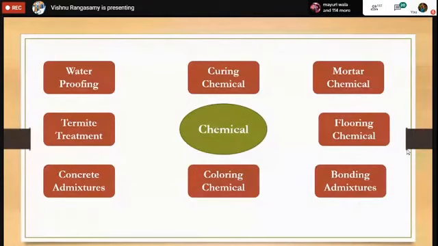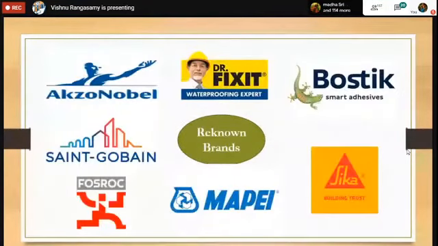So these are the brands that are providing a number of construction chemicals. You may be familiar with Dr. Fixit, Fosroc, Mapei. They are investing a huge amount even in research.